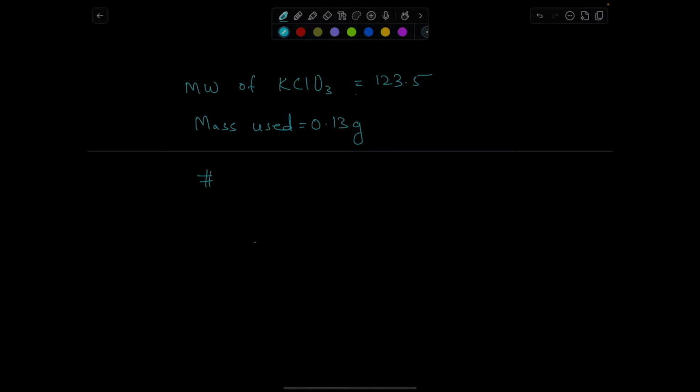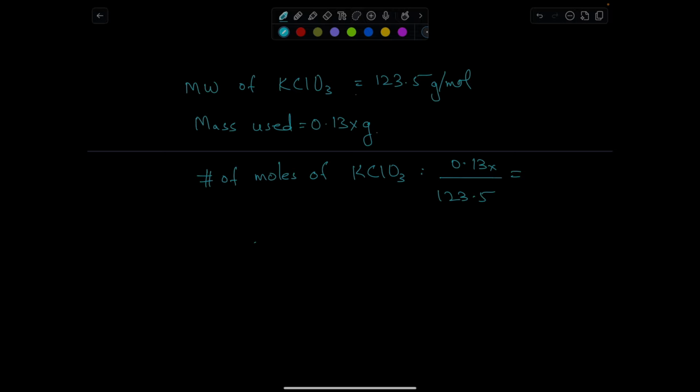So we can find out the number of moles of potassium chlorate used, which would be 0.13X grams, because I'm going to use 3 significant figures, and that divided by 123.5, which is the molar mass of potassium chlorate, and that gives us 0.00105 moles of potassium chlorate.